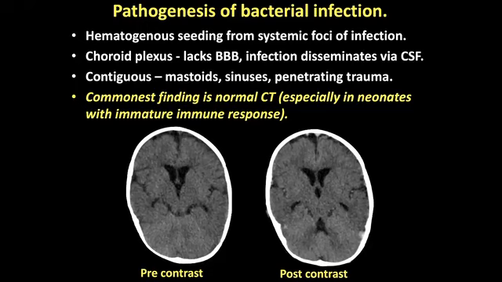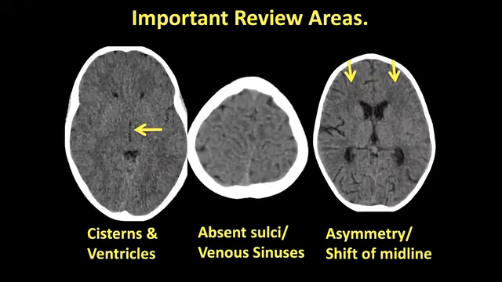But even allowing for all of that, the commonest CT finding that we see in children with meningitis is a normal CT. And this is particularly true of neonates who've got a very immature immune response. And this is a patient pre and post contrast CT with severe meningitis and a decreased level of consciousness. And you'd be hard pressed, particularly in the patient on the left, to say that you were seeing anything abnormal. And that's the important reason for our clinicians to be using their own clinical indicators for lumbar puncture.